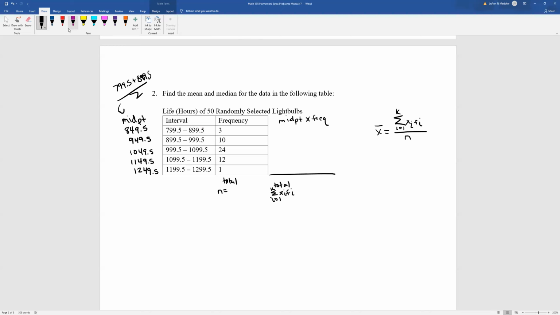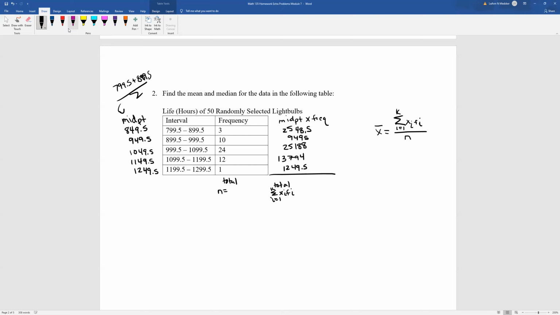If we multiply the midpoint times the frequency on each of these, I get the following values: 2548.5 for the first one, 9,495 for the second one, because 949.5 times 10. If I do 1049.5 times 24, that's 25,188. 1,149.5 times 12 is 13,794. And then 1,249.5 times 1 is itself.